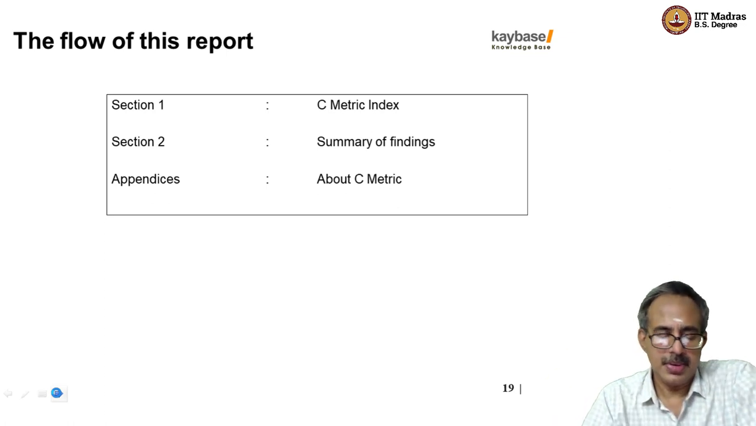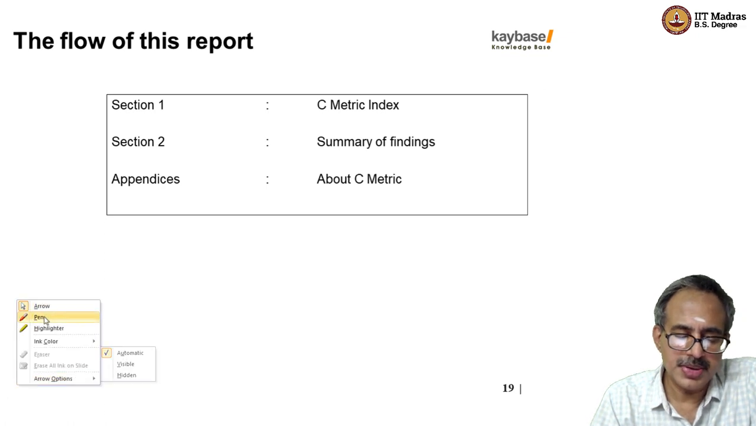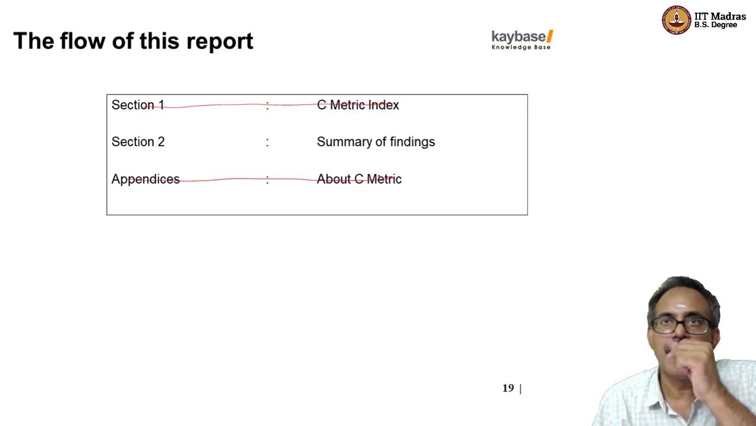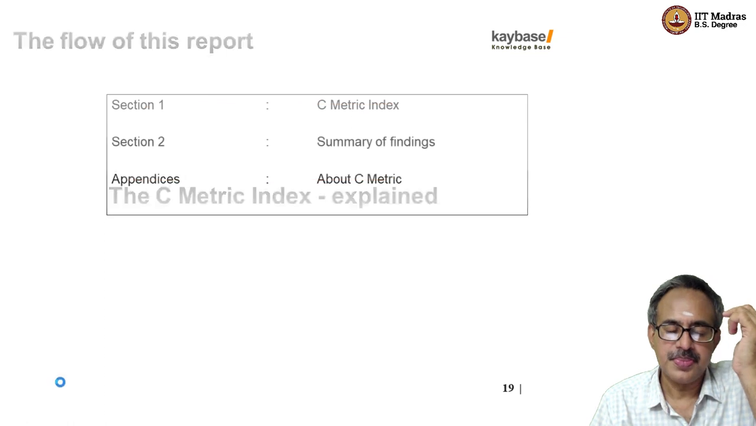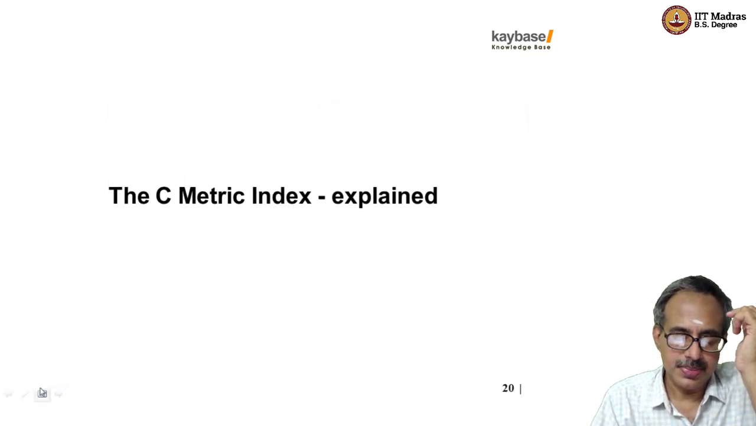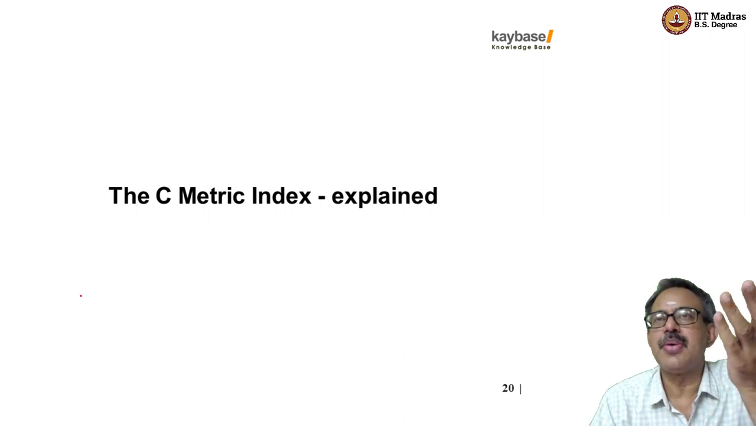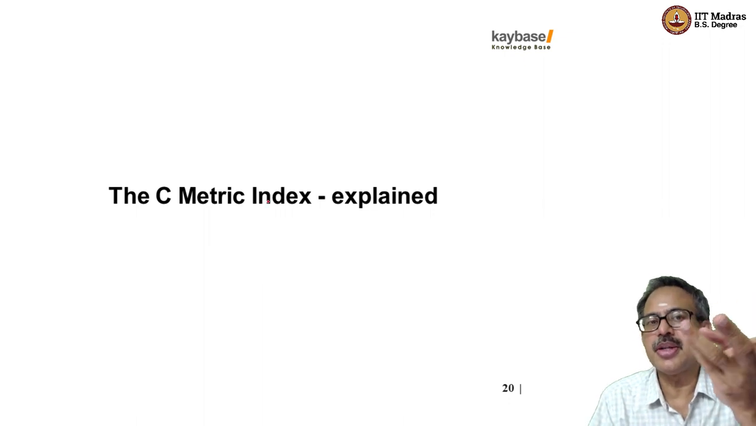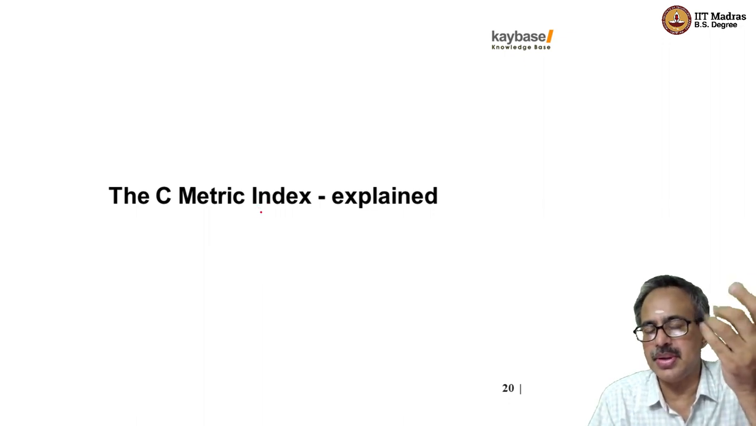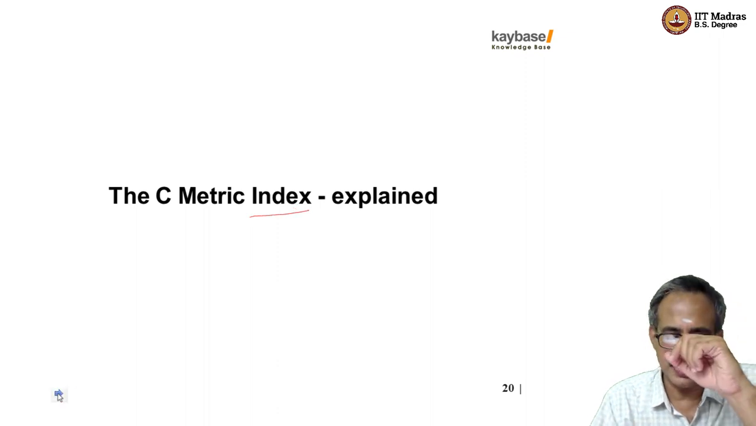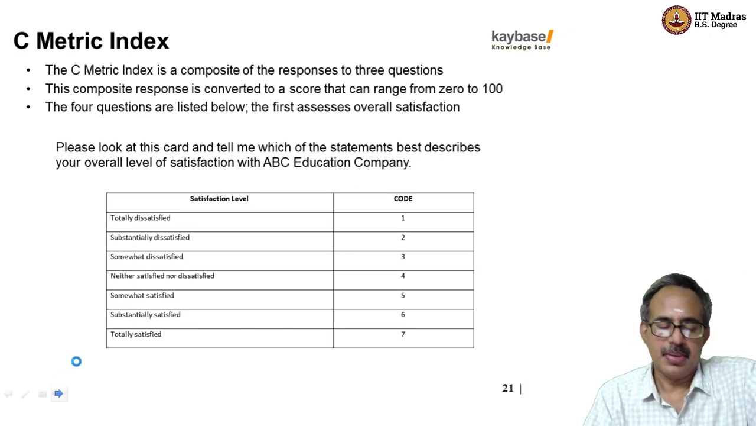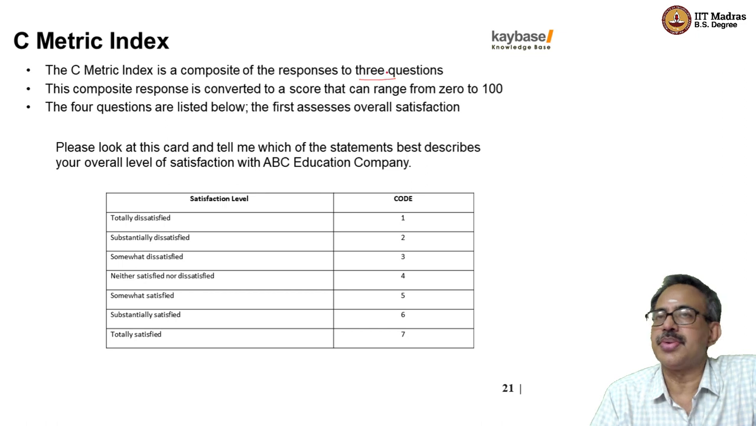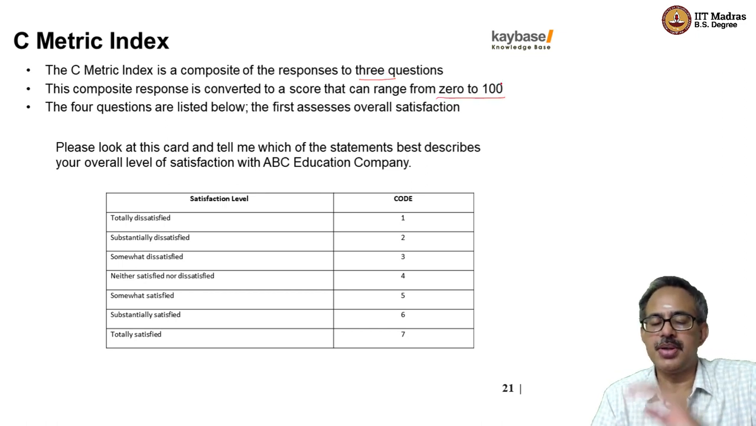Okay. Now, I'm going to talk about how the analysis comes. Please ignore this. This is not in the scope of this particular session. There's nothing very complex about it. We use something called a C-metric index. We create an index which is a combination of three questions. That's all it is. It's not very complicated or confidential, just an unnecessary distraction. Anyway, since it is here on the slide, it's a composite of the responses to three questions. And we give a score from 0 to 100 so that it's easy to analyze.